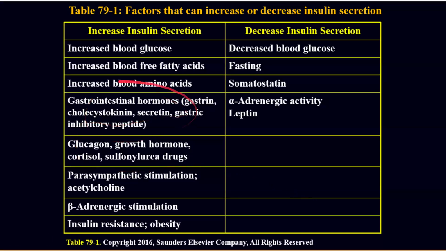So that's most of the table. A couple of things I didn't mention: gastrointestinal hormones, for example gastrin, cholecystokinin, secretin, and gastric inhibitory peptide, also increase insulin secretion. In general, GI hormones increase insulin secretion. Glucagon, growth hormone, cortisol, and sulfonylurea drugs also increase insulin secretion. The rest was mentioned earlier.